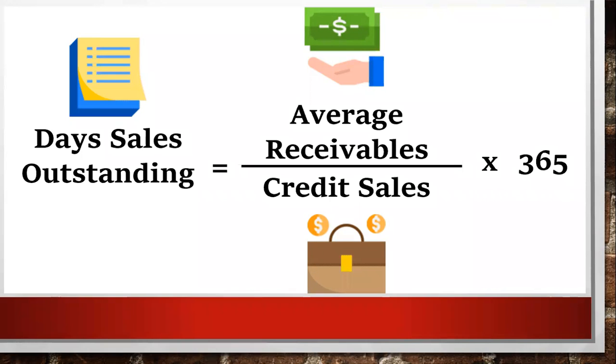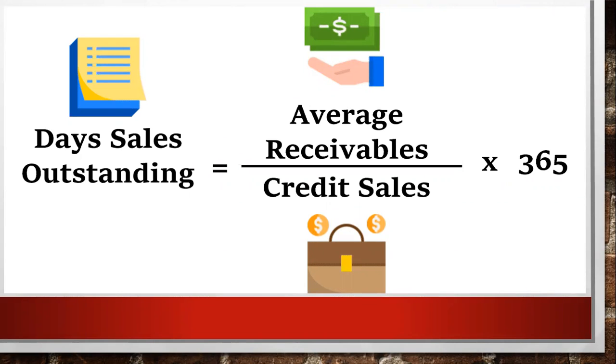365 is days in a year, 52 is weeks in a year, or 12 is months in a year. Depending upon the question, you have to decide what to multiply with. If the question is talking in terms of months, you have to multiply with 12. If the question is talking in terms of days, you have to multiply by 365. And if the question is talking in terms of weeks, you have to multiply with 52. Clear everyone?